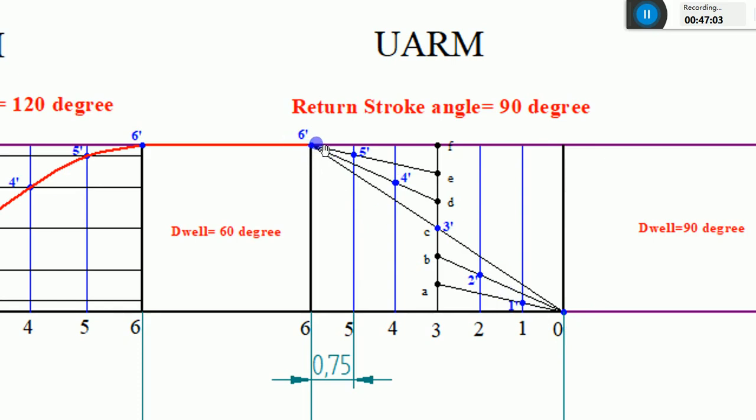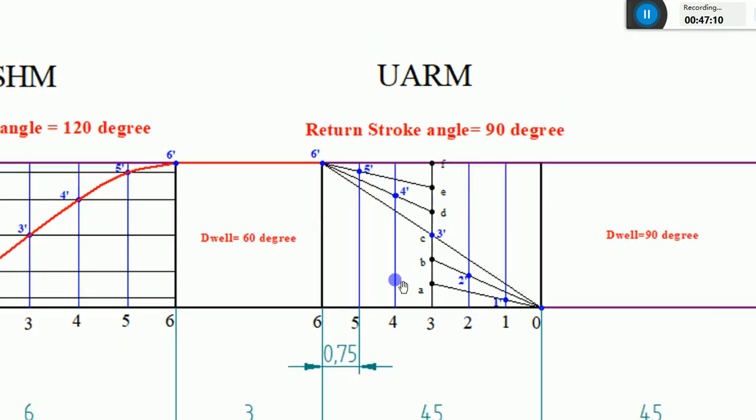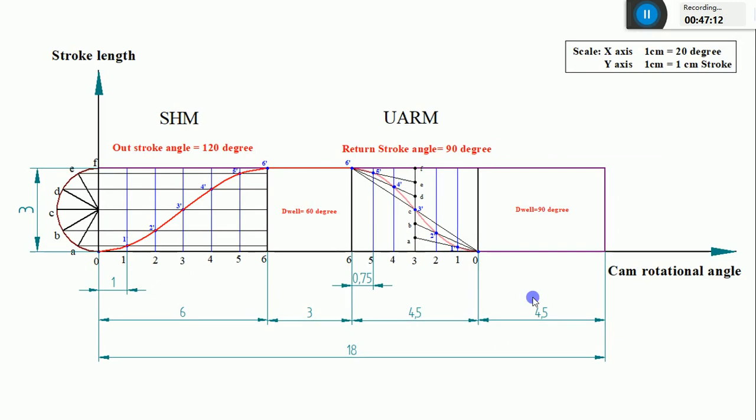So after getting these points, 6, 5, 4, 3, 2, 1, 0, you have to draw a smooth curve to pass through all these points. Like this, you have drawn a freehand curve which has to pass through all these points, which is nothing but the displacement diagram for the return stroke angle.